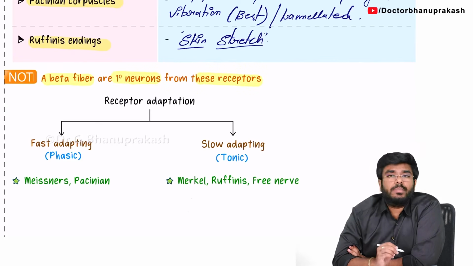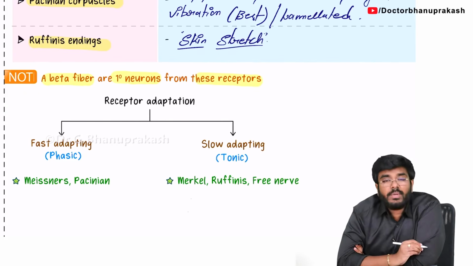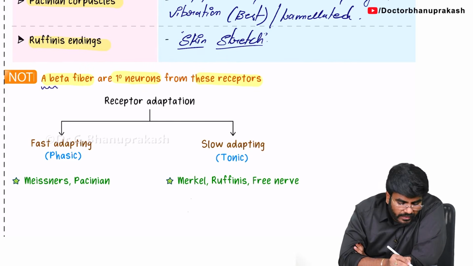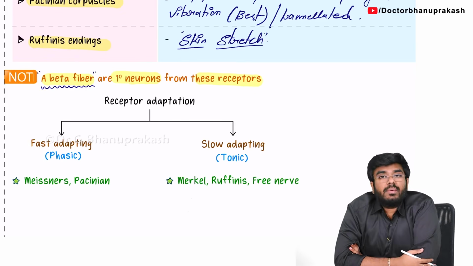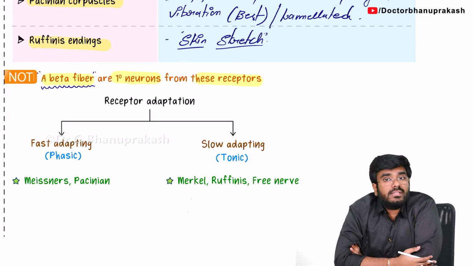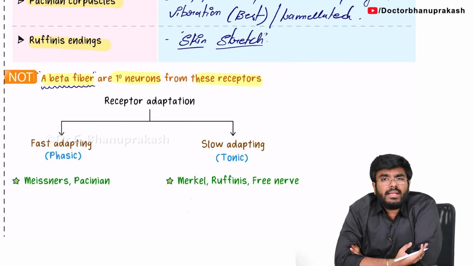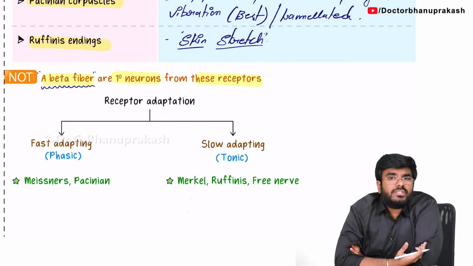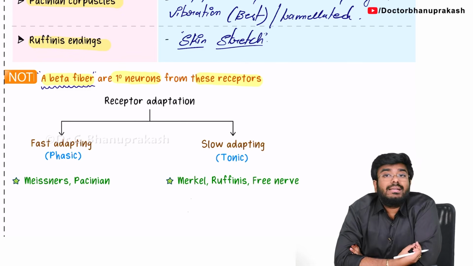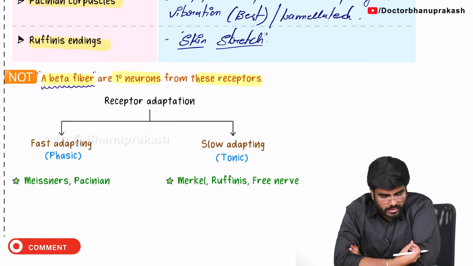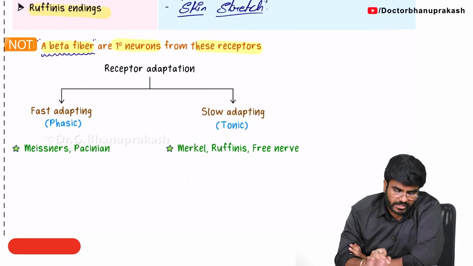Which receptors? Touch receptors. So, the question you can expect in your exam is: A beta fibers carry which sensations? A beta fibers are going to carry the touch sensations. They are not carrying the information about pain, they are not carrying the information about temperature, they are carrying the information about touch and vibrations, and also pressure.